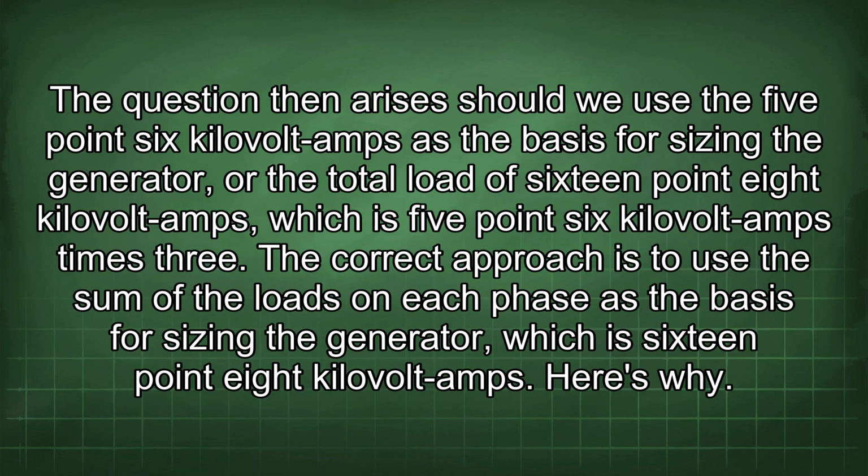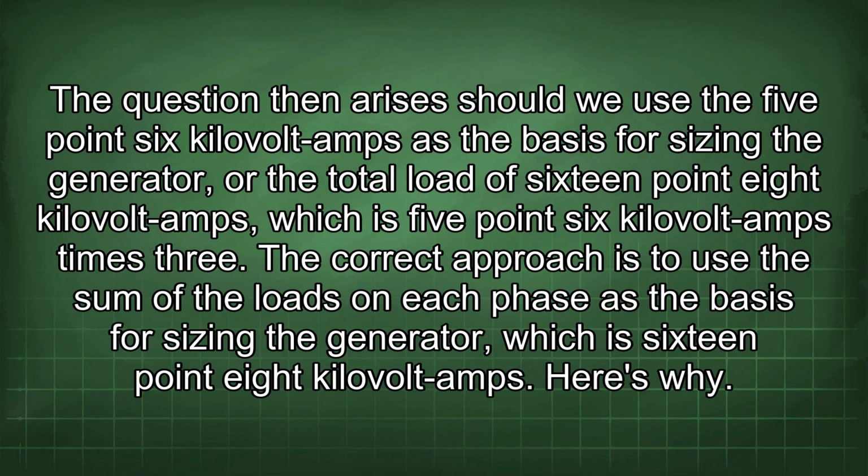The question then arises, should we use the 5.6 kVA as the basis for sizing the generator, or the total load of 16.8 kVA, which is 5.6 kVA times 3? The correct approach is to use the sum of the loads on each phase as the basis for sizing the generator, which is 16.8 kVA.